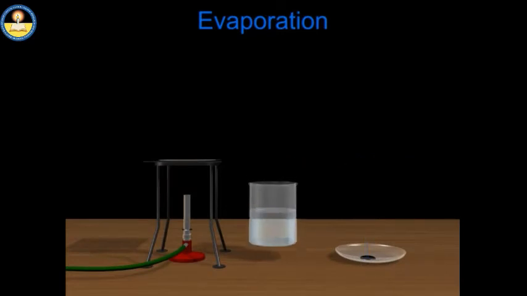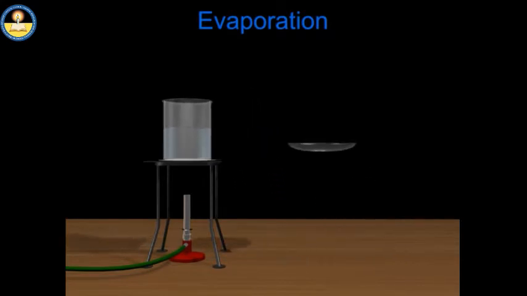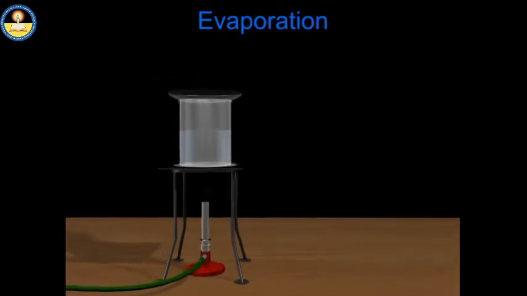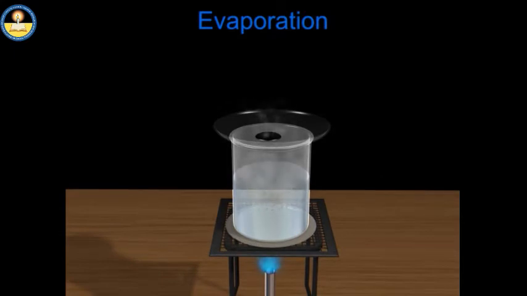Evaporation can also be used to separate colored components from blue-black ink. It is a homogeneous mixture. Dyes can be separated from the solvent by evaporation as shown in the animation.